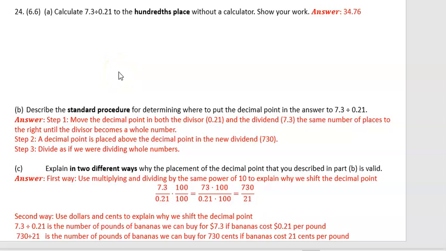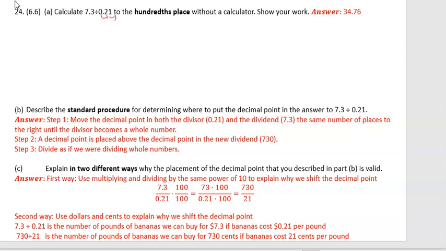The last section talks about the division of decimals. For multiplication of decimals, we ignore the decimal points and multiply them like whole numbers. But in the final answer, we put the decimal point back. But in division, we do something different. We don't ignore them. We actually move the decimal point in both numbers.